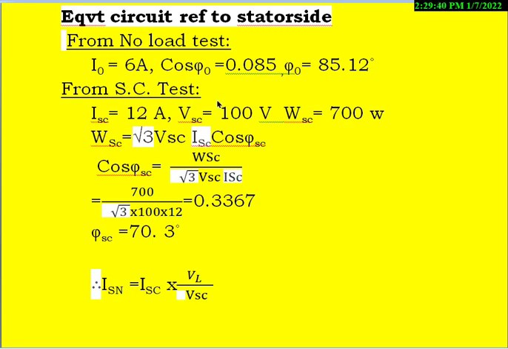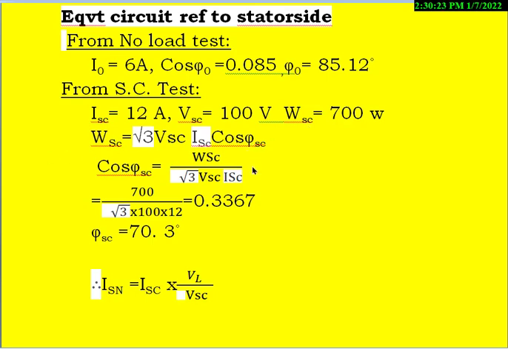Similarly, from the SC test, that is the blocked rotor test, the data given is ISC equal to 12 amperes, VSC equal to 100 volts and WSC equal to 700 watts. When the current is 12 amperes, this is the copper loss. We can write WSC is equal to root 3 VSC ISC cos phi SC. This loss also covers the core loss under short circuit conditions, that is the blocked rotor condition, which is very small.